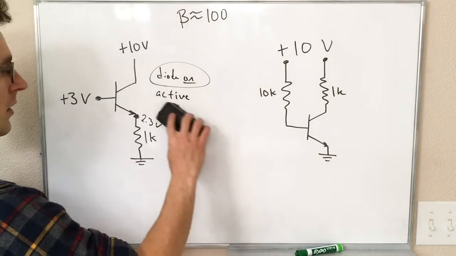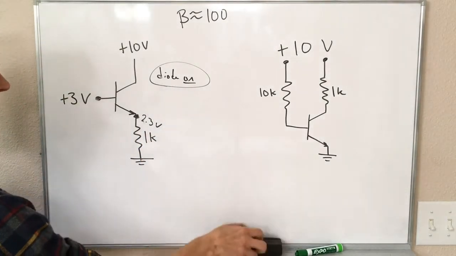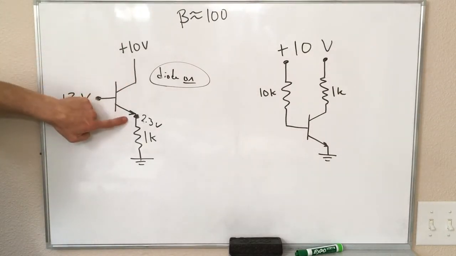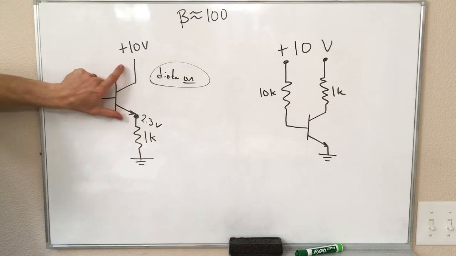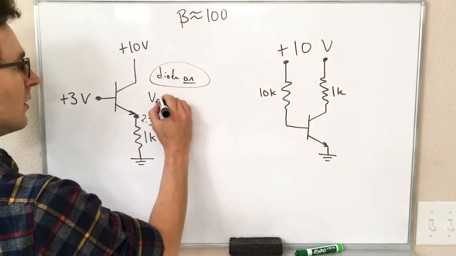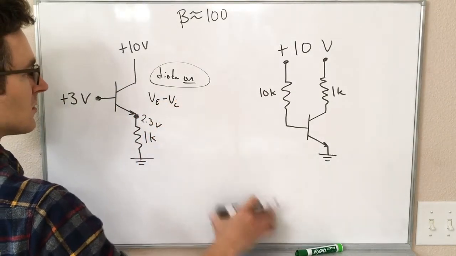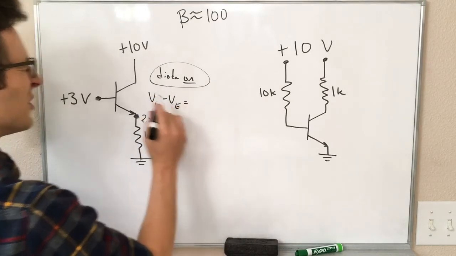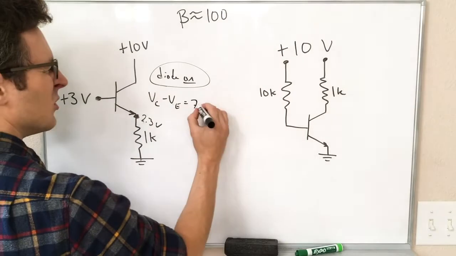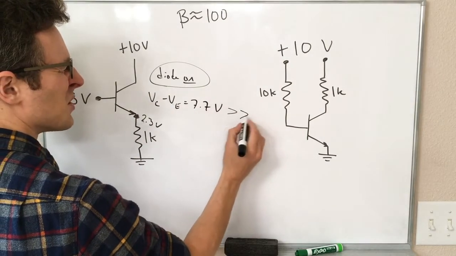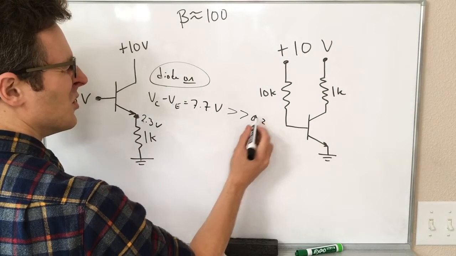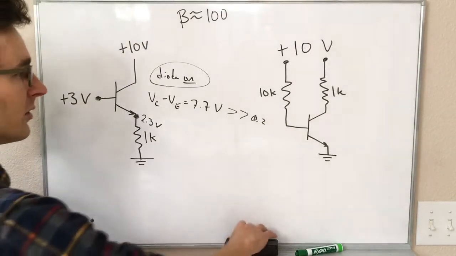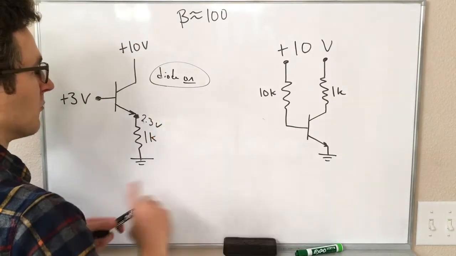Now, are we in active or saturated mode? Well, we know the collector voltage, we know the emitter voltage. There is a big difference between these two. VC minus VE is equal to 10 minus 2.3, which is 7.7 volts. That is much bigger than 0.2, which is what it would be if we were saturated. So we are definitely in active mode.